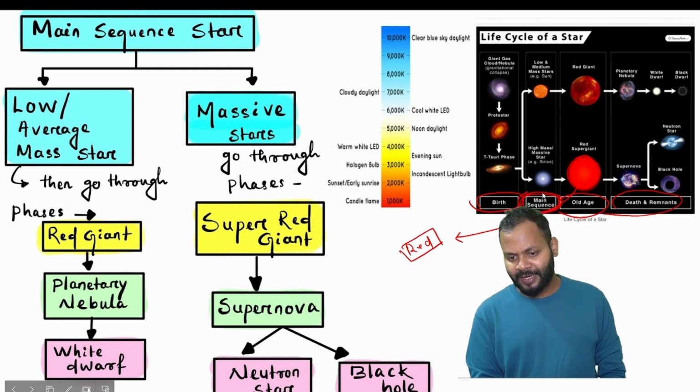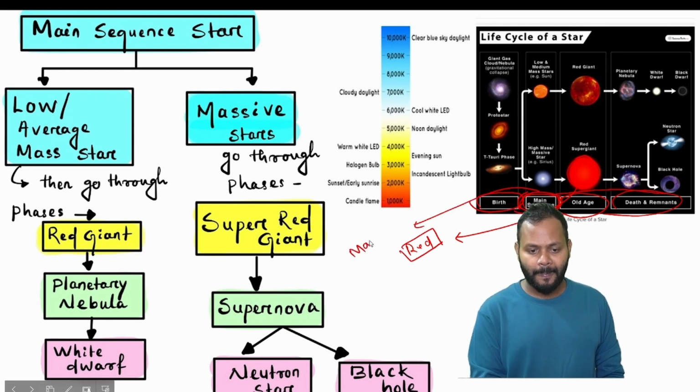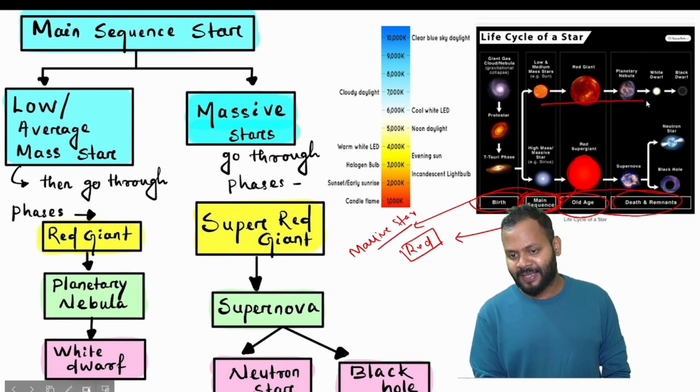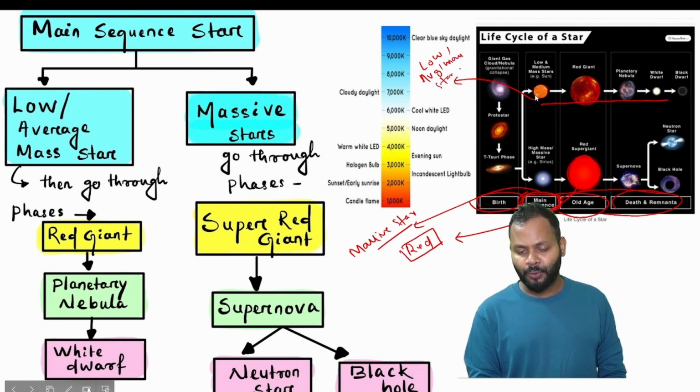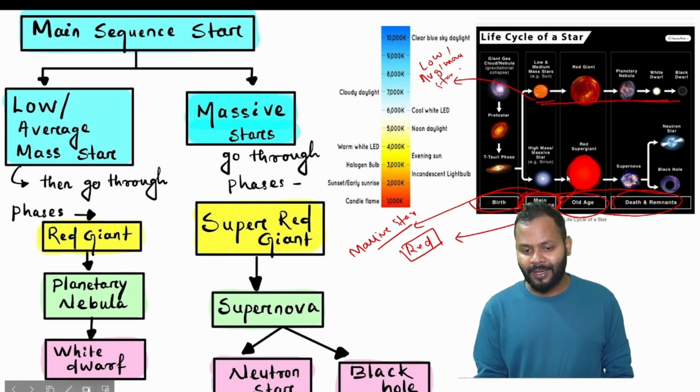In the bottom side, I have given the order of collapsing of a star. This example shows a massive star. And the upper one is an example for a low or average mass star. That means if I compare the size of both stars, the bottom one is a bigger, massive star, and the upper example is a lower average star.